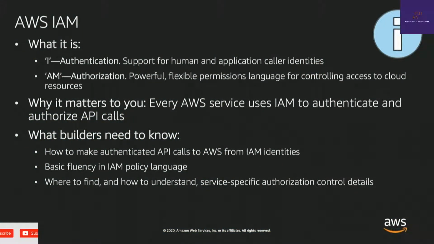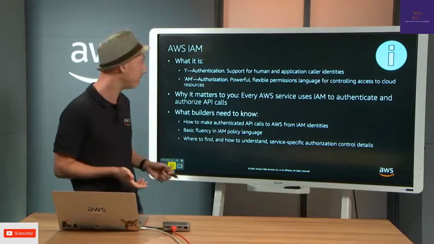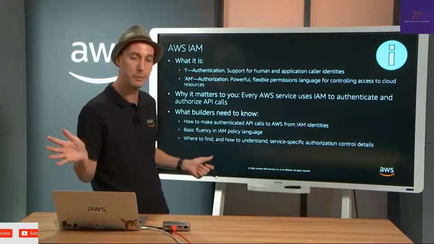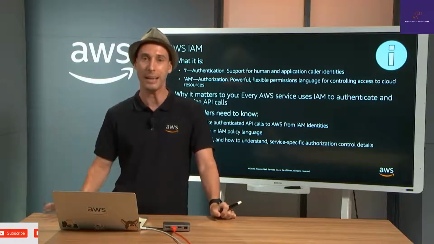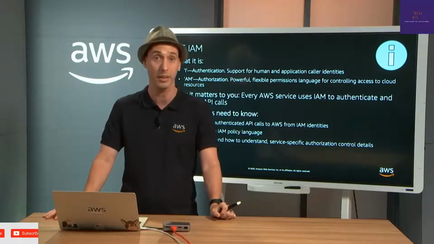No matter what you do in the cloud, all of that doing has to involve two things, a who and a what. Who, what entity is trying to do something in the cloud, and what is that entity trying to do? And that's governed by AWS's Identity and Access Management. The I stands for identity or authentication, right? Who. And the AM, the access management, stands for authorization, or the what, right? What are you allowed to do? So no matter what you're building, as a builder, what you need to know is that every AWS API call is authenticated and authorized with IAM.